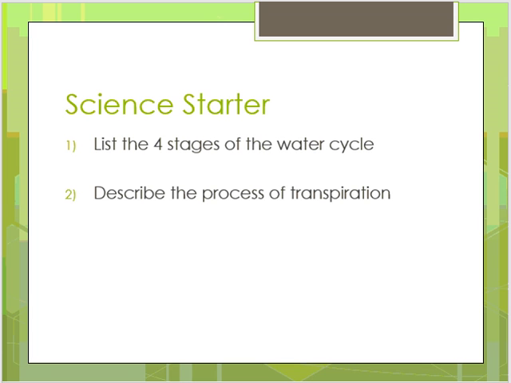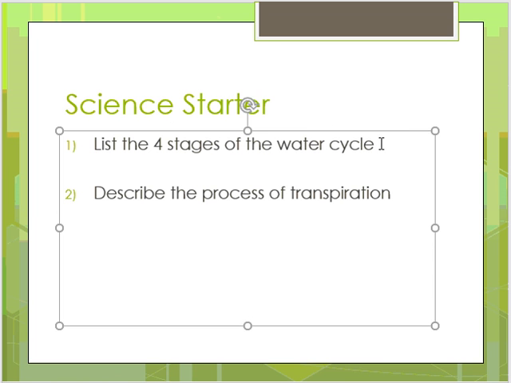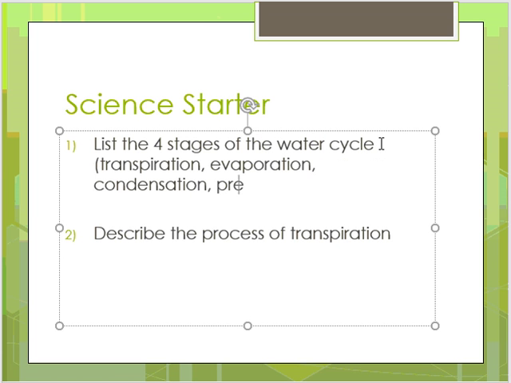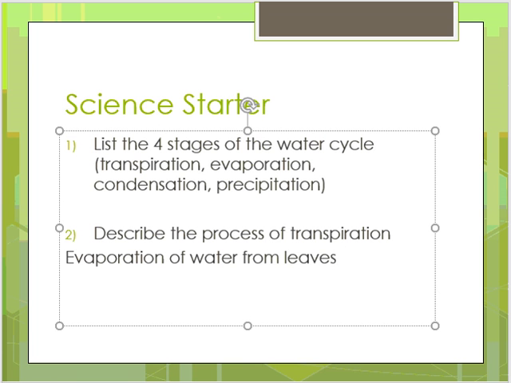First of all, I want you to list the 4 stages of the water cycle and then describe the process of transpiration. So pause the video and take a couple minutes to do that. Okay, so the 4 stages, we have transpiration, evaporation, condensation, and precipitation. And then the process of transpiration is basically the evaporation of water from leaves in the plants.